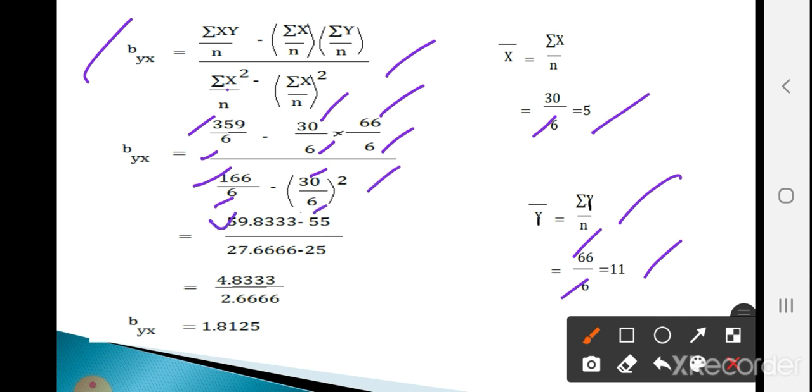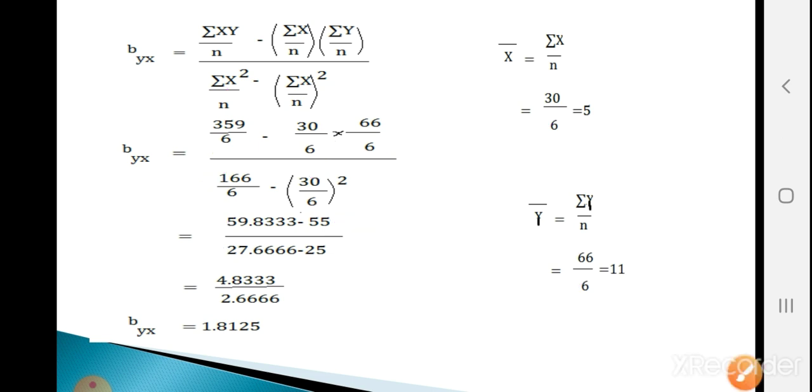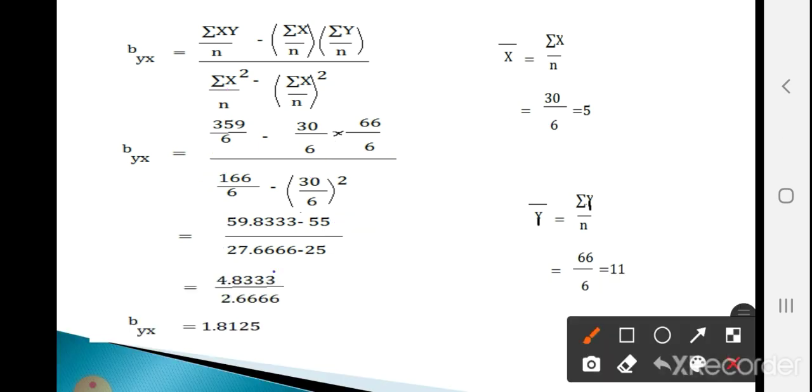359 divided by 6 is 59.8333, minus 30 divided by 6, that is 5, into 66 divided by 6, that is 11. So 5 into 11 is 55. Divided by 166 divided by 6, that is 27.6666, minus 30 divided by 6 is 5, 5 square, that is 25. Then 59.833 minus 55 is 4.833, divided by 27.6666 minus 25, that is 2.6666. So 4.833 divided by 2.666 is 1.8125.